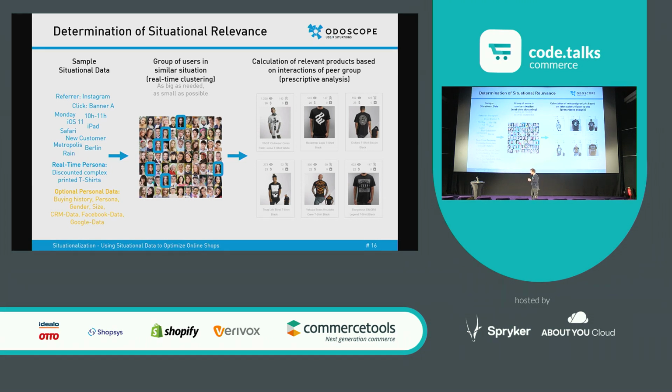And now you end up with a ranking which is done for this special group, which corresponds to the current user. And with Otoscope, we can do this real-time clustering and this behavioral analysis within 20 milliseconds. So we could sort the lists of a category within 20 milliseconds, which is almost as fast as a cache.